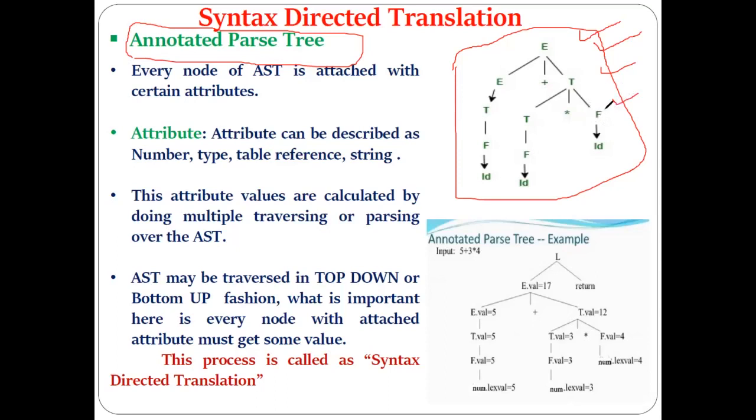Now, whatever the extra information that gets attached is referred to as attributes. Here I have mentioned that every node of the abstract syntax tree is attached with some certain attribute. So this is our abstract syntax tree, and to it we attach some extra information in the form of attributes. That is the simple meaning of this. Now, what do we mean by attributes? Attributes can be a number, a type, a symbol table reference, or a string. So this kind of extra information we attach to this particular parse tree or abstract syntax tree, which we get from the syntax analyzer. And after attaching that, what kind of tree do we get?